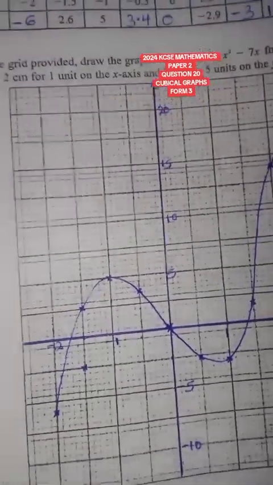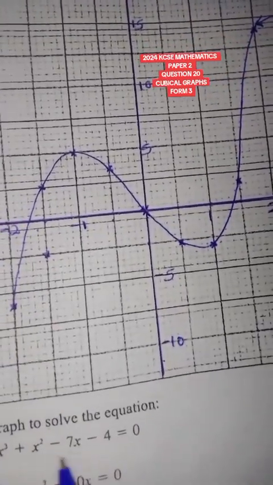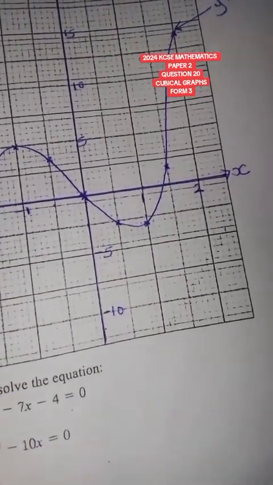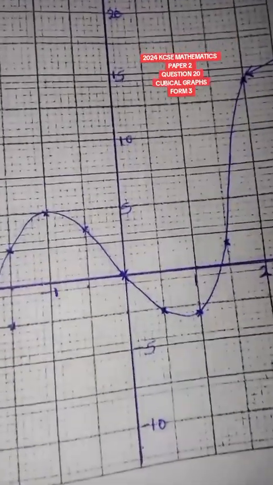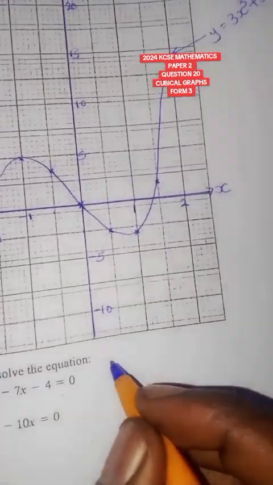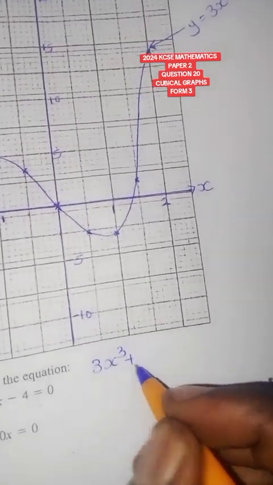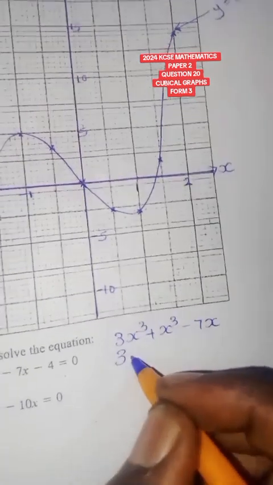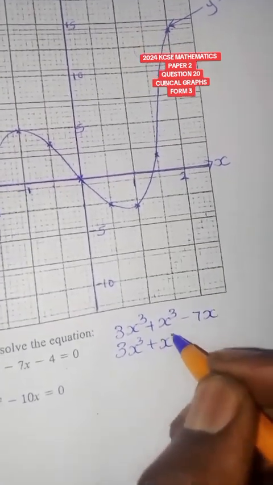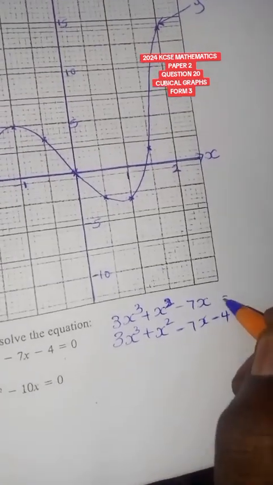Then next, you are told use the graph to solve the equation. They want us to solve this first equation here, and it is not the same equation that is on top. So what we are going to do, we are going to equate the 2 equations. We say that the first equation was 3x cubed plus x squared minus 7x, and the second, the one they are asking us, is 3x cubed plus x squared minus 7x minus 4. So all of them are equal to 0.